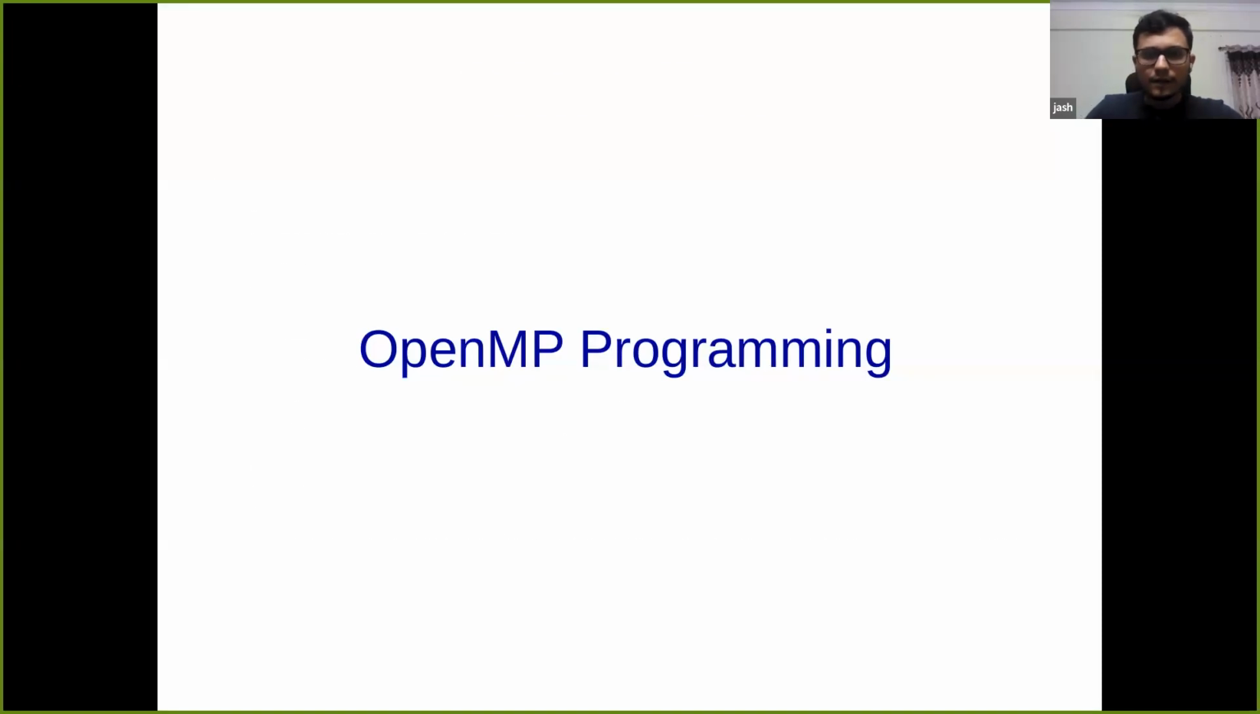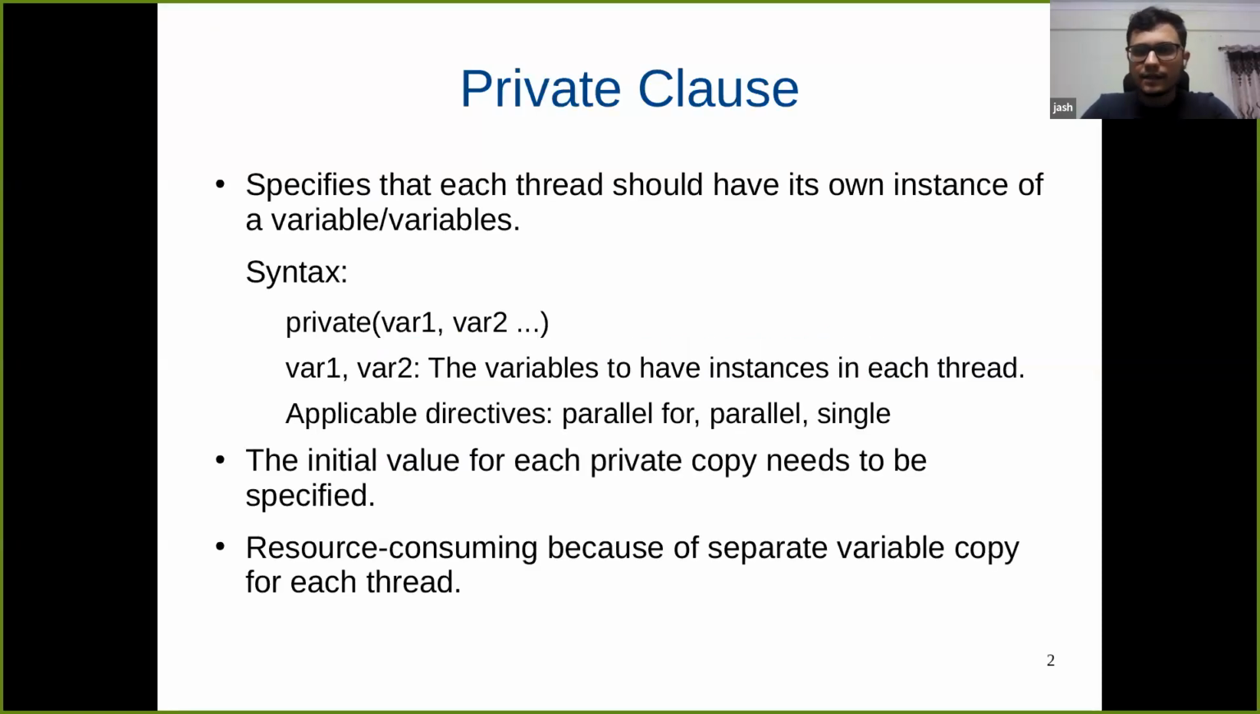We saw this slide. Just for the recap, we'll quickly look at what the private, shared, and default clauses are. If we specify the private clause in the #pragma omp parallel or parallel for, then each thread will get its own instance of the variable or variables, based on the number of variables we have specified. The syntax was quite simple: we write #pragma omp parallel for, and then we specify the private clause.